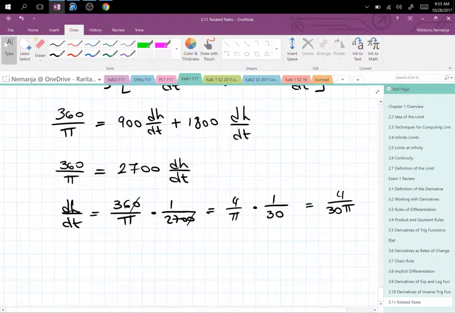It's going to be feet per, what are the units? I'm trying to see what they gave us in the book. Minute, yes. So dh dt is 4 over 30 pi feet per minute.